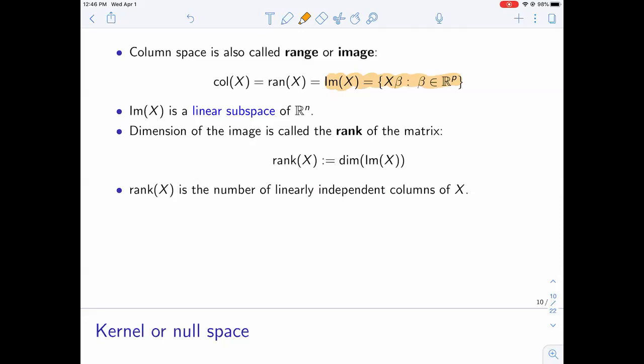Okay, so the dimension is the number of elements in a basis. So it's a linear subspace, and so it has a dimension, and the dimension of the image is called the rank of the matrix.